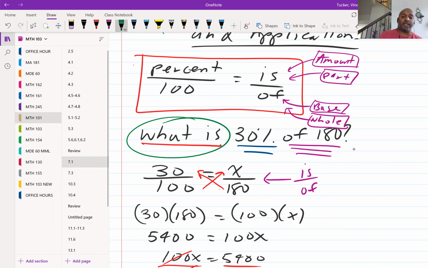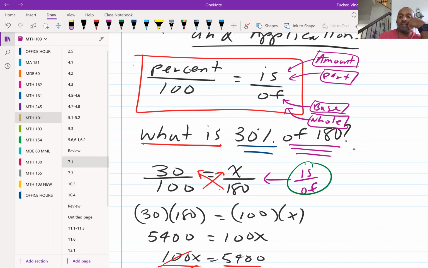Then it says what is. What is our variable? So is is going to be x, and then of 180, excuse me, that'll be the bottom number, which is 180. So that's what I have here: is over of.